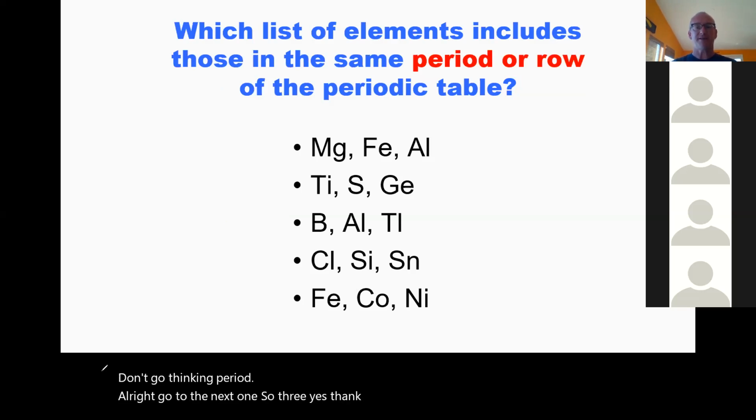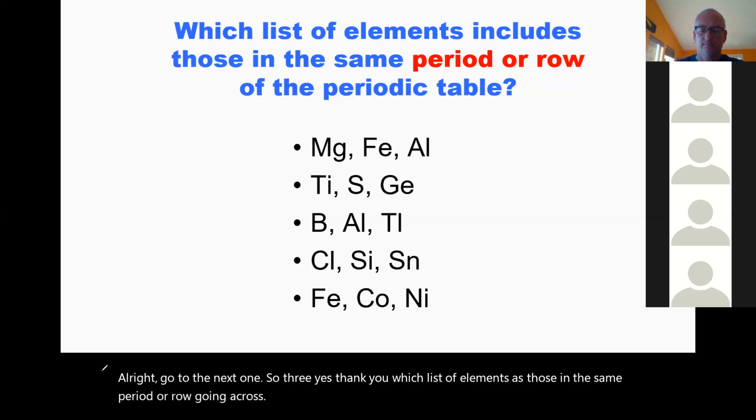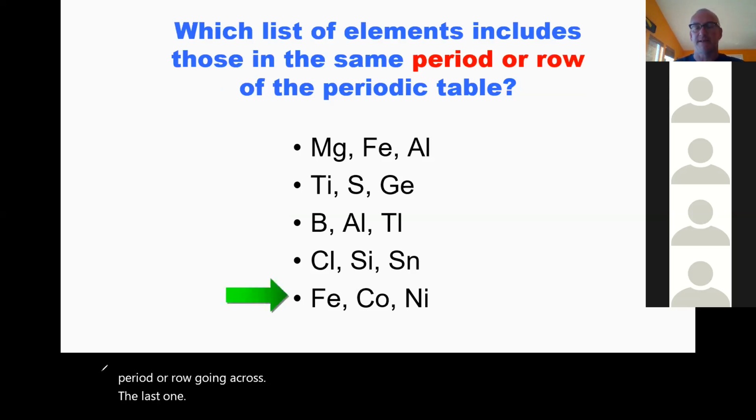Which list of elements has those in the same period or row going across? The last one. Yes, those are all metals, transition metals, in fact: iron, copper, and nickel.